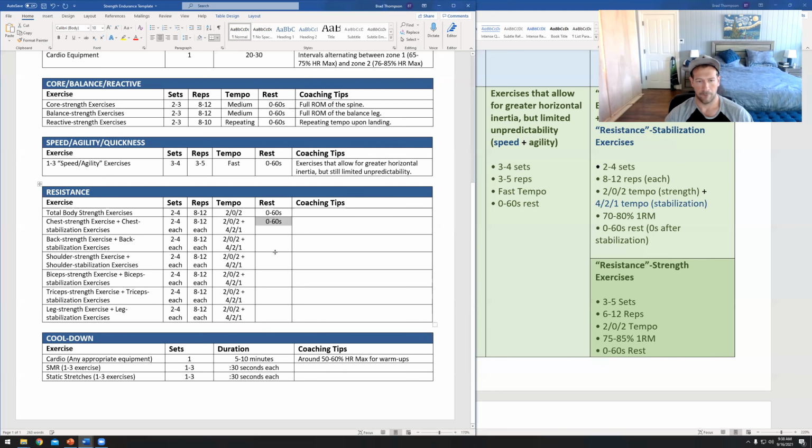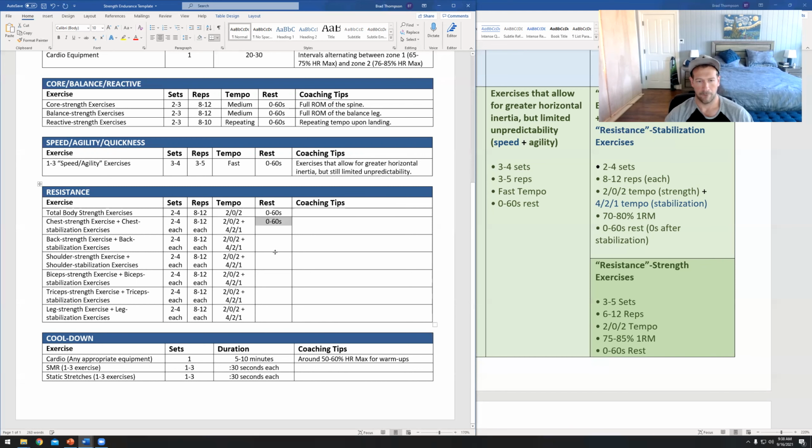A contrast set is what a lot of other people call a NASM power set, but it is where you actually contrast something super, super heavy with something super, super light for the same body part, right? So you would do a barbell squat followed by like a squat jump.